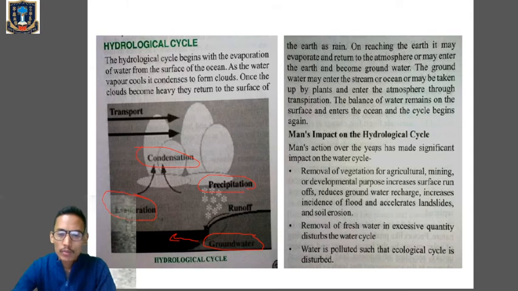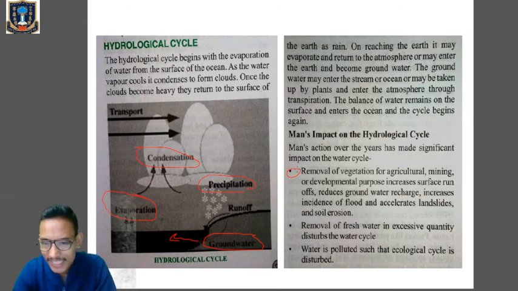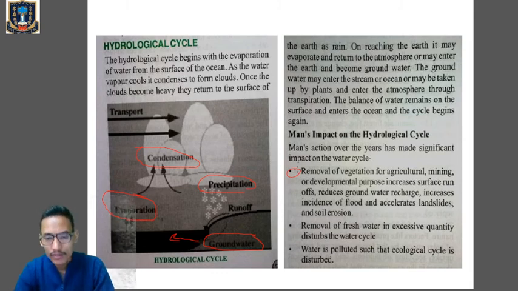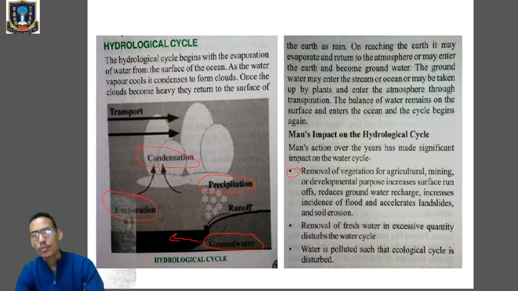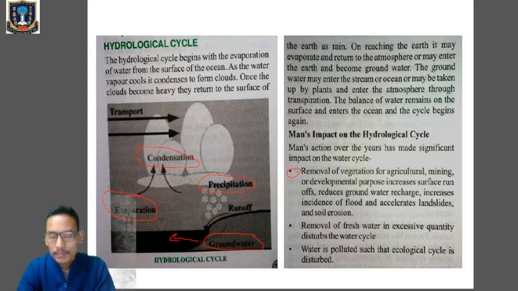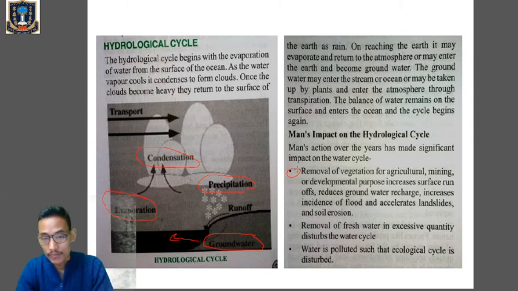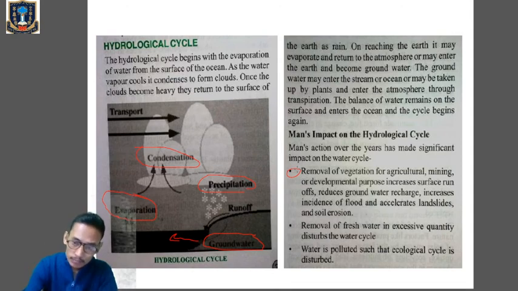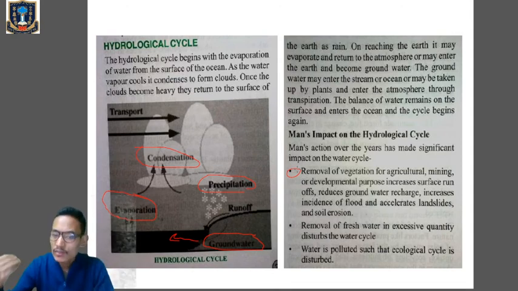First one, removal of vegetation for agricultural, mining or developmental purposes increases surface runoff, reduces groundwater recharge, increases incidence of flood, and accelerates landslides and soil erosion. That means we have a tremendous impact on the hydrological cycle. We are the ones who are disturbing the stability of our ecosystems, the balance of our ecosystems, right? We are removing vegetation for agriculture, okay, continuous mining for development purposes. It will just reduce the underground water, right? It will increase landslides and the incidence of flood also.